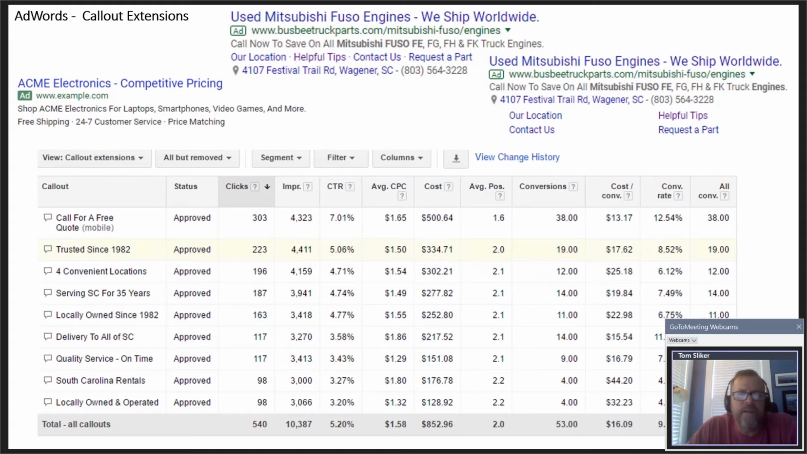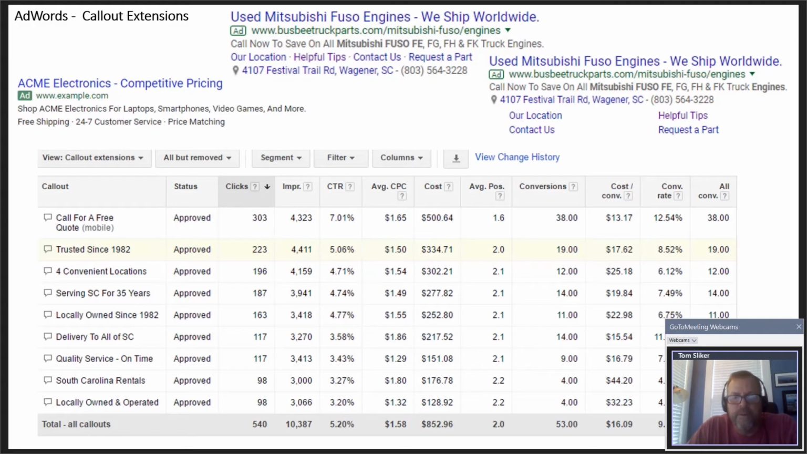Well, here's an example of the report that you get when you get into Google AdWords. You list out all the different callouts, and then you can look at how they're doing. You can see, for example, "Call for a free quote" has a 7% click-through rate when they display that one, but "South Carolina Rentals" is only getting a 3% click-through rate. So obviously, "Call for a free quote" works really well.